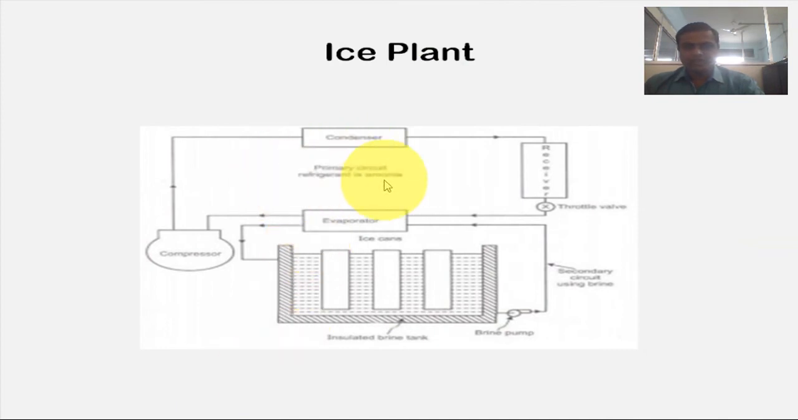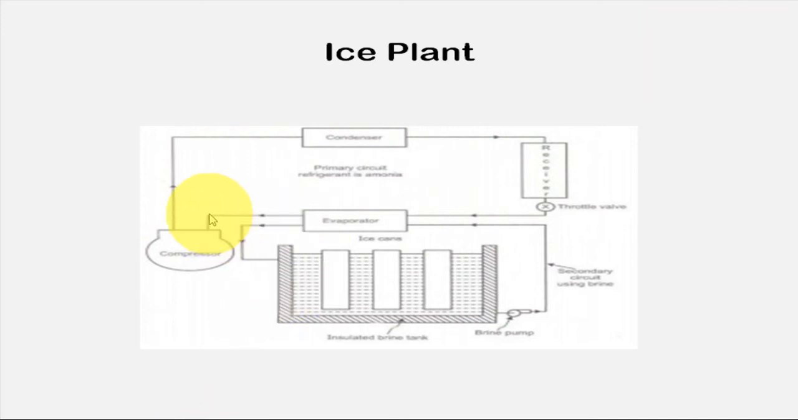So here, as shown in the diagram, the ice plant mainly consists of two circuits. One is the primary circuit, in which the primary refrigerant will flow. The second is the secondary circuit, in which the secondary refrigerant will flow. So in the primary circuit, the primary refrigerant flows through this primary circuit.